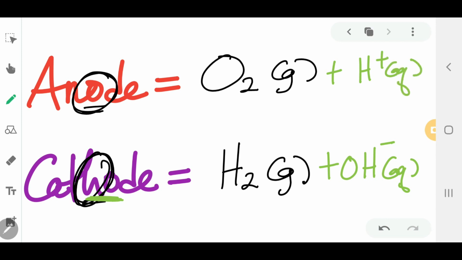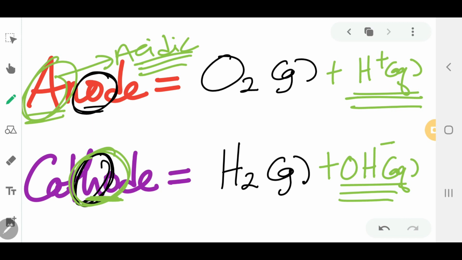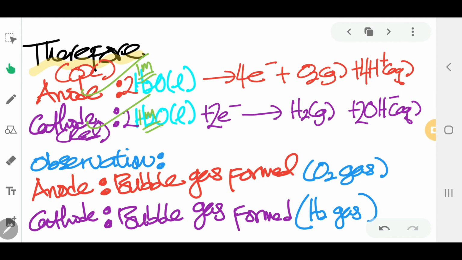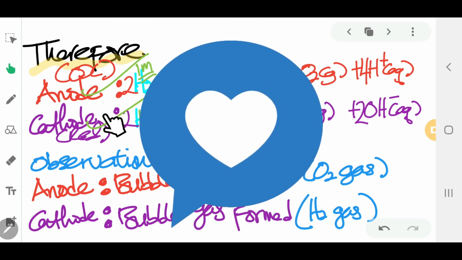So if you have OH minus over here, the opposite of OH minus will be H plus aqueous. And if you look at the word anode, you have the letter A. Okay, so when you look at A, you can imagine acidic. So that's why you have H plus aqueous and OH minus. Remember, just look at the HO over there. And that's how you would be able to complete the half cells for the anode and cathode for water electrolysis.